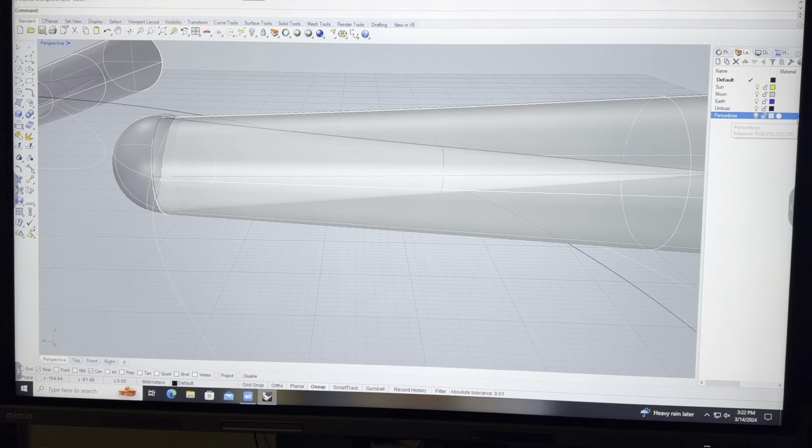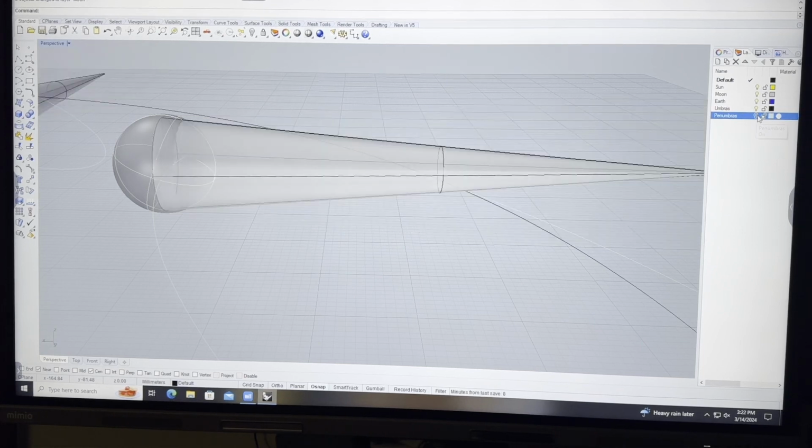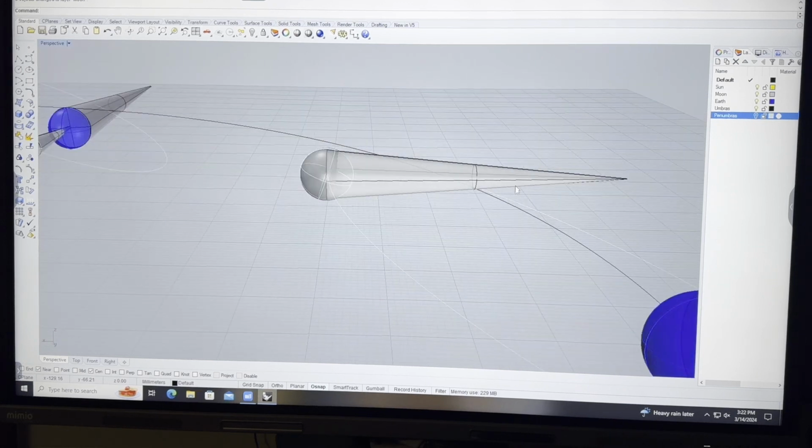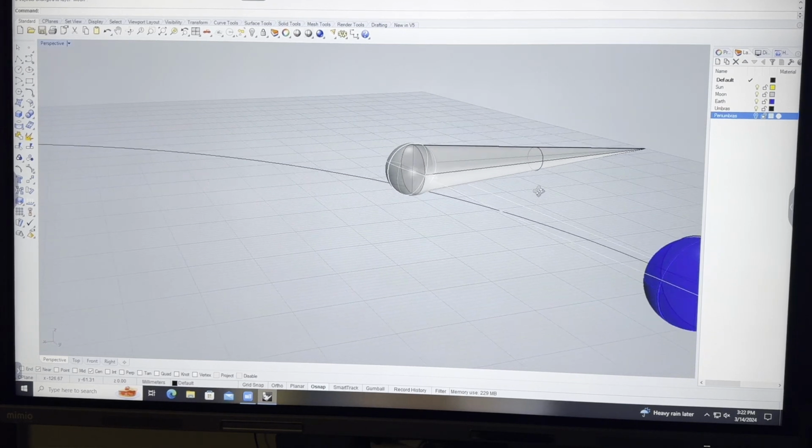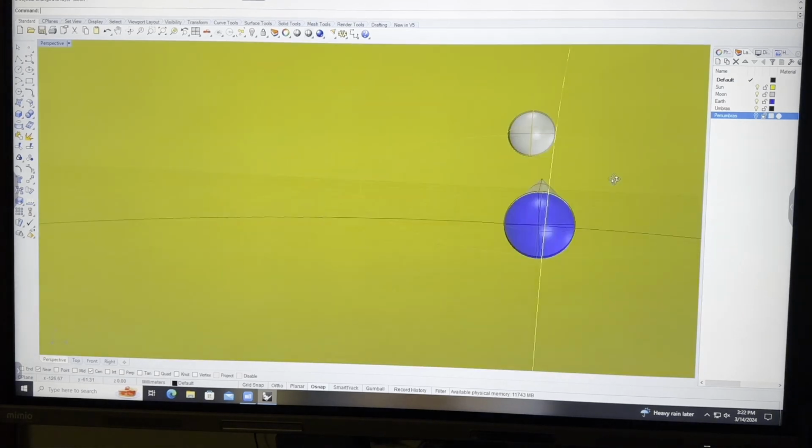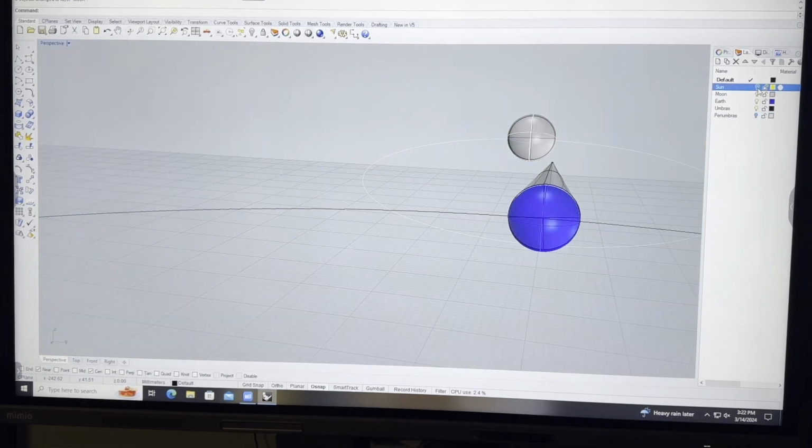Now, what we're going to be mostly concerned about is the umbra. So I'm going to turn off the penumbra, just make things a little bit easier here. So let's take a look at this Earth right here. Let me turn off the sun so it's not blocking us.